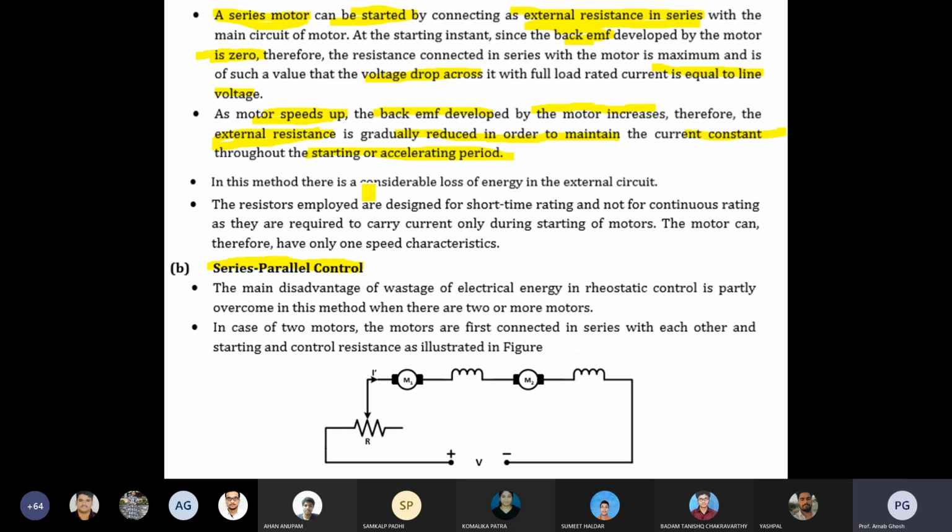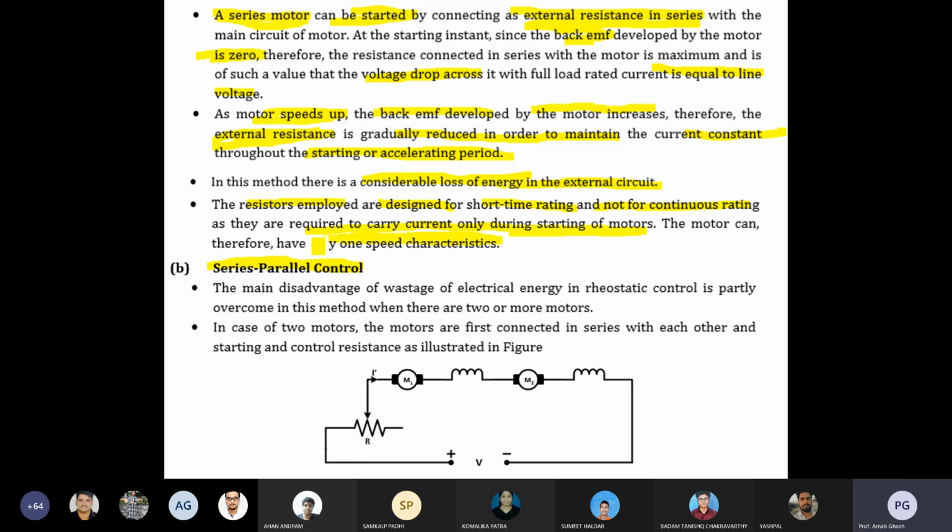In this method there is a considerable amount of energy loss in the external circuit, so that is one negative point. And in dynamic braking, the main problem is that a huge I squared R loss will be there. The resistors employed are designed for short time rating and not for continuous rated conditions. They are required to carry current only during the starting of the motor. The motor can therefore have only one speed characteristic.